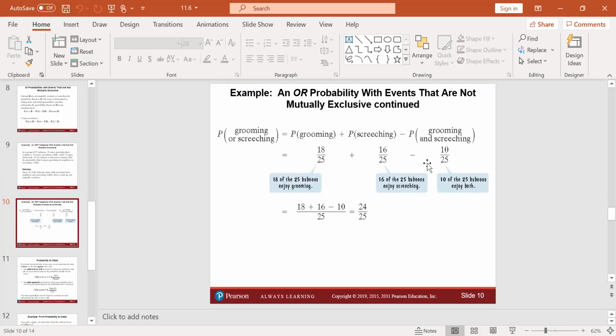It's impossible. Don't forget, you need to subtract off the ones who enjoy doing both because you've double counted them. You've counted those 10 here as well as here, so you need to subtract it off once. You do that calculation, you're going to end up with 24 over 25, which is 0.96 or 96%. So 96% of baboons enjoy either grooming or screeching or perhaps both of those things. So if you select one at random, there's a 96% chance you're going to get a baboon that enjoys grooming or screeching or even both of those things.